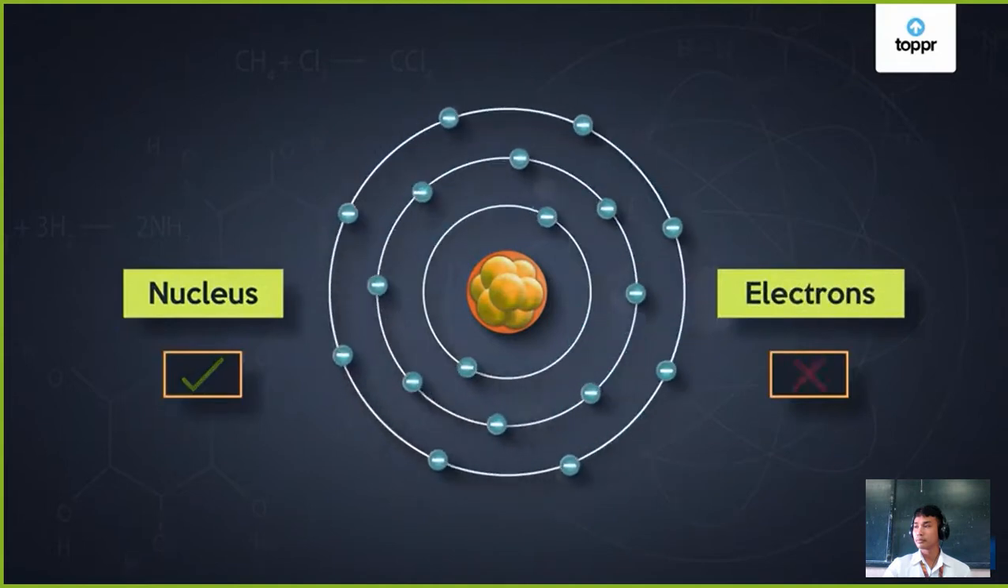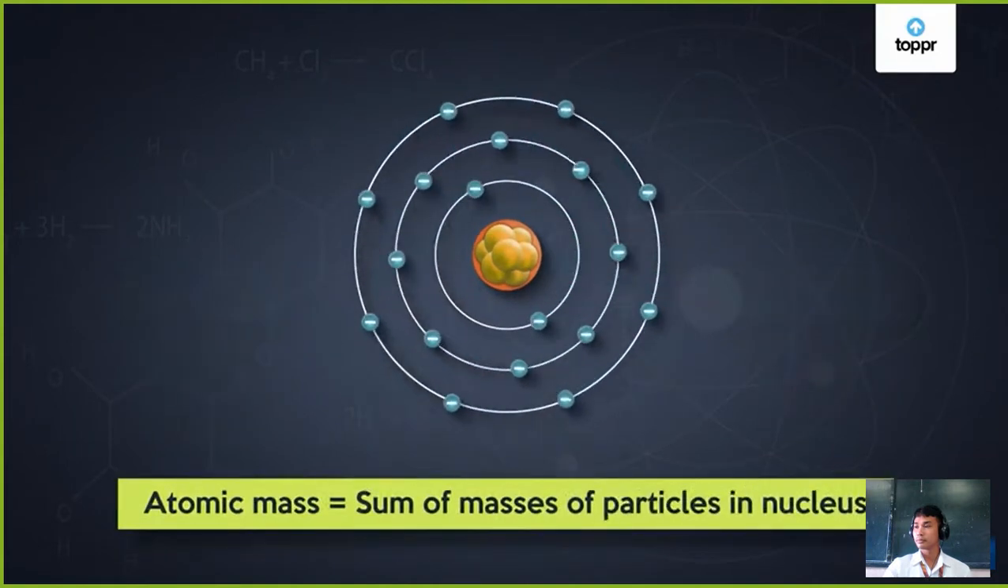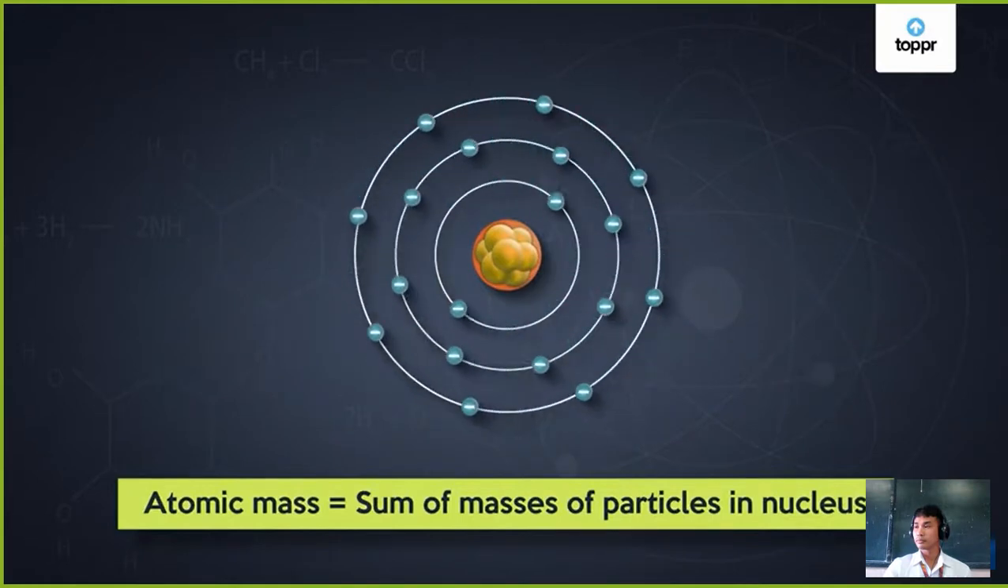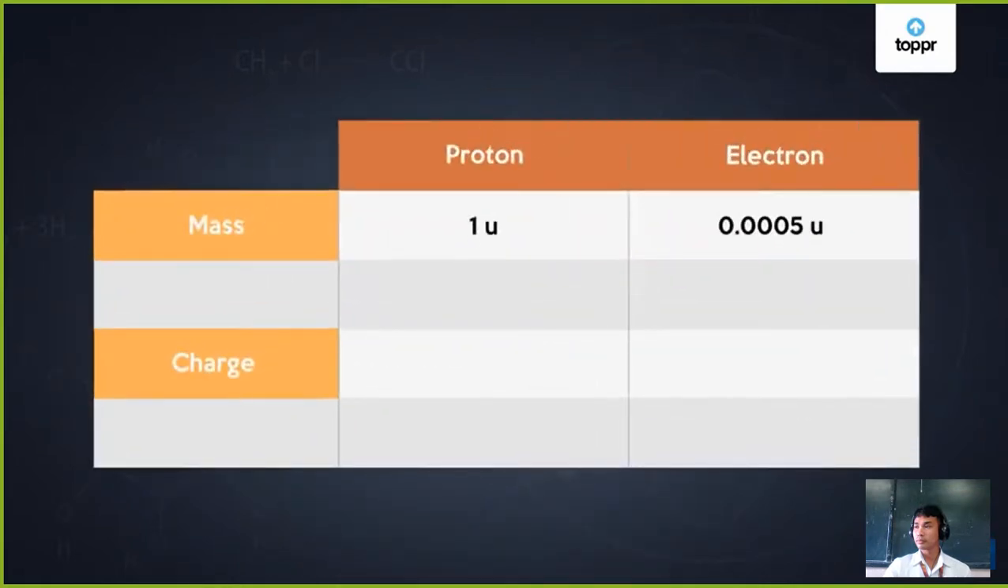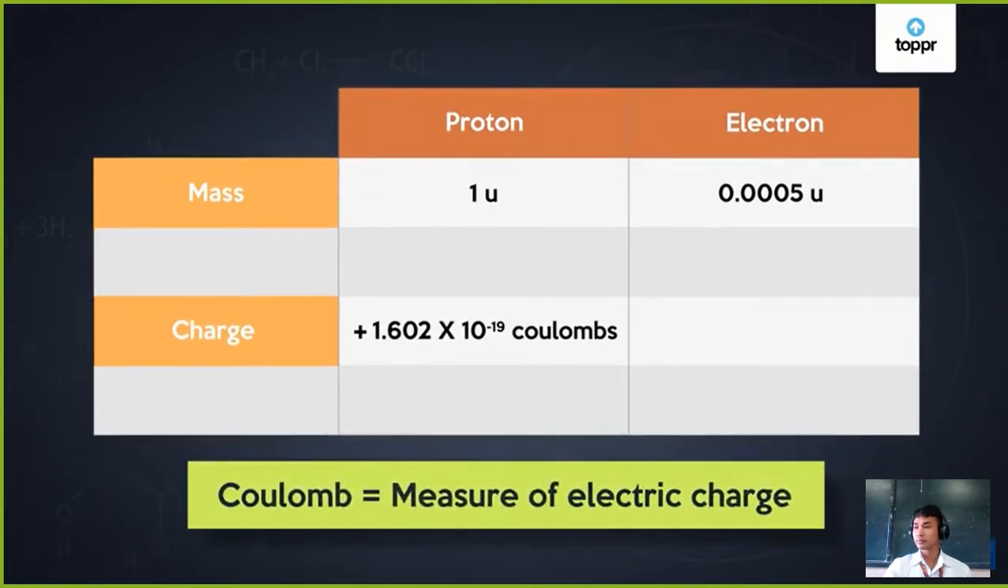So we can simply find atomic mass by adding the masses of all the particles inside the nucleus, right? Okay, moving on, let's compare the other properties of protons and electrons. A proton has a positive charge of 1.602 into 10 raised to minus 19 coulombs. Coulomb is simply a measure of electric charge.